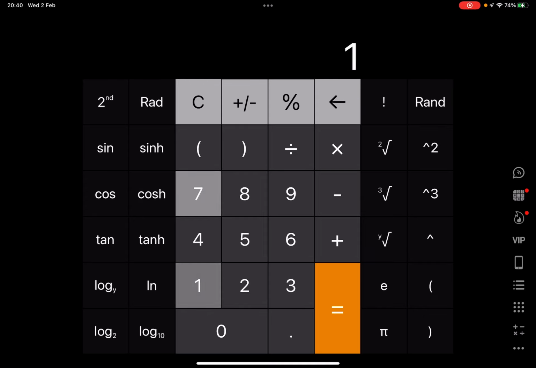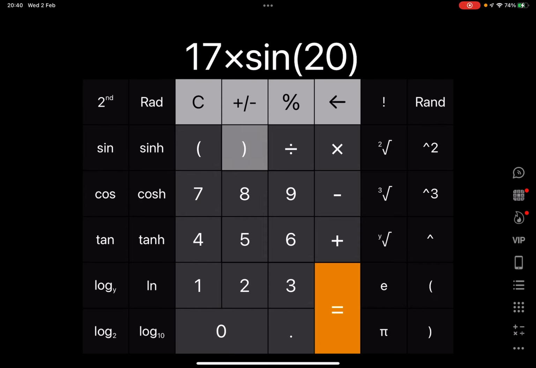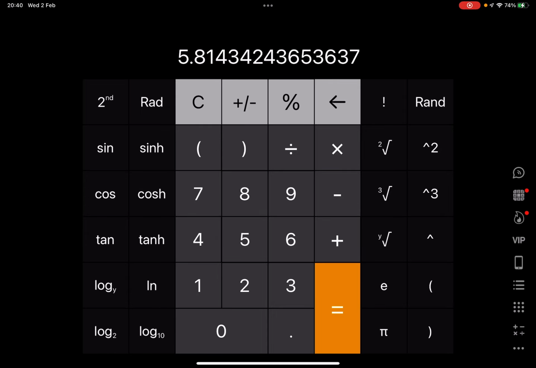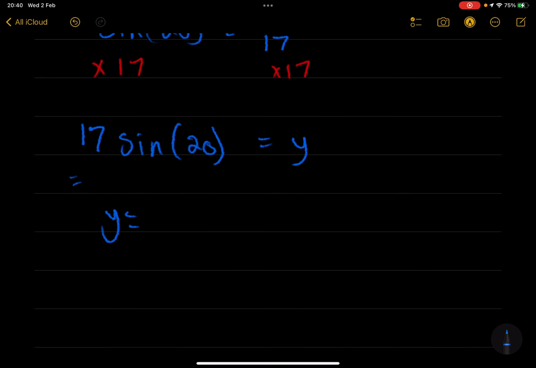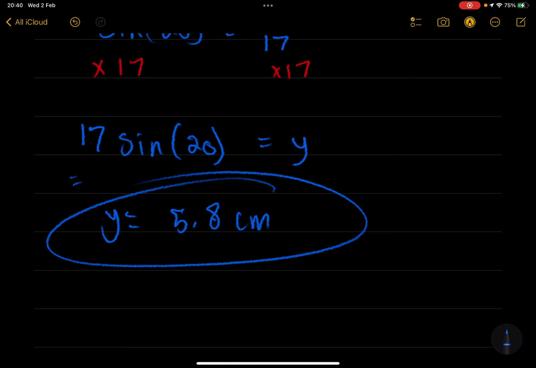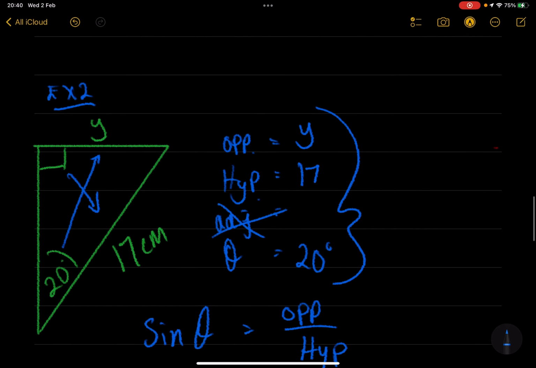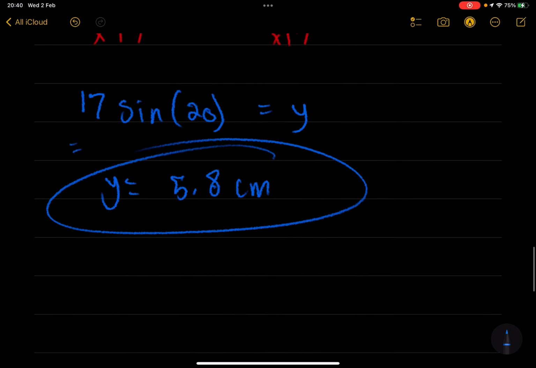17 sine 20. So 5.8 centimeters. Yeah, so 5.8 centimeters. And then we just need to check it's a sensible answer. This is 17 centimeters. Now, obviously, this is not to scale, is it? Because that looks more like a 45-degree angle to me. But the point is, is it smaller than 17? Yes. So it looks like a sensible answer to me.